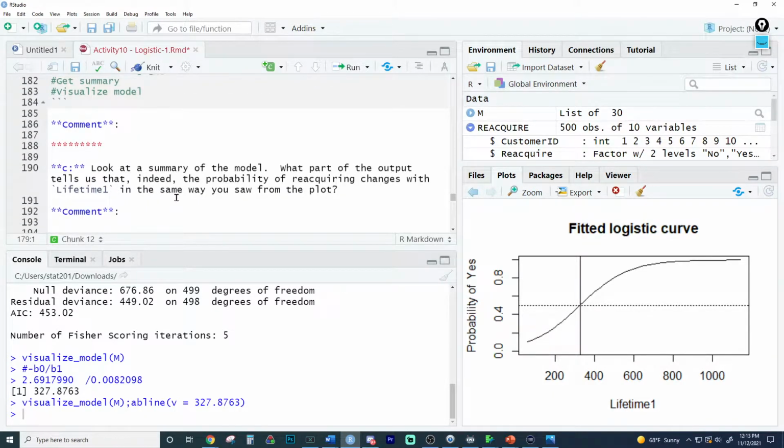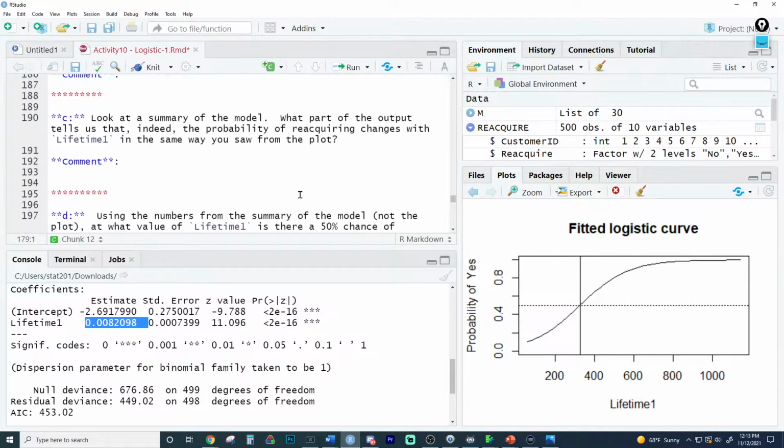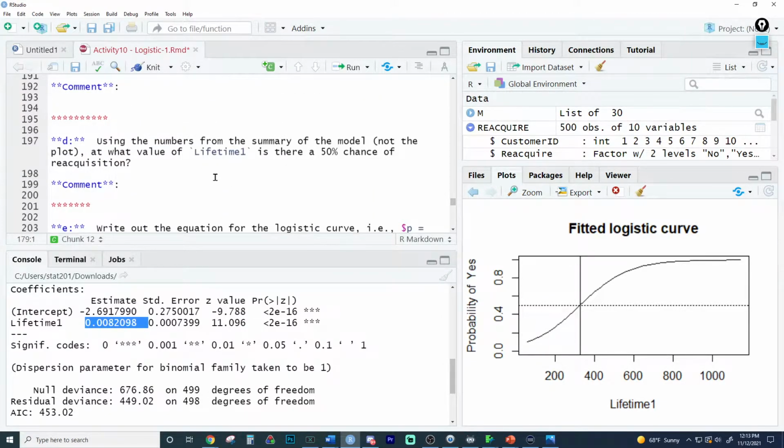Look at the summary of the model. Which part of the output tells us this? The coefficient right here, the slope. It's going to be sigmoidal up. The probability of reacquire over lifetime, in the same way you saw in the plot. Exactly. Using the numbers from the summary of the model, not the plot itself, at what value of lifetime value is there a 50% chance of being reacquired?